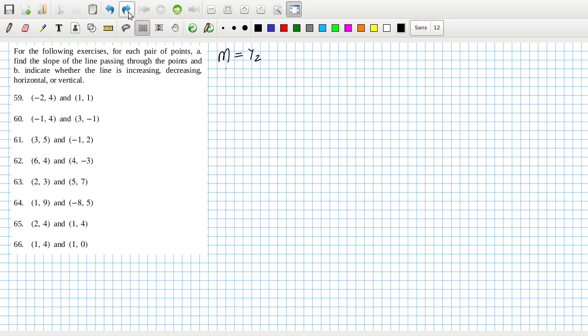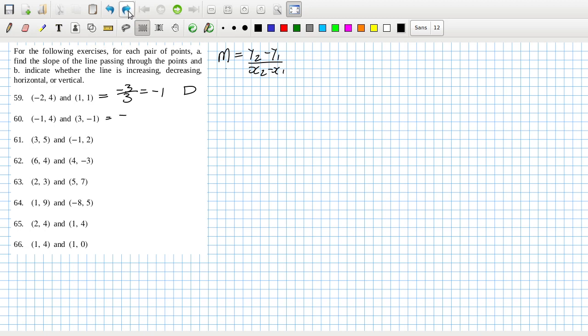The formula for the slope is y2 minus y1 over x2 minus x1. Sorry, I did this a minute ago, but I wasn't recording, so if you hear me clicking, I'm clicking through what I did. So that would be minus 1 minus 4, which is minus 3, over 1 minus minus 2, which is 3. So that's minus 1, decreasing.